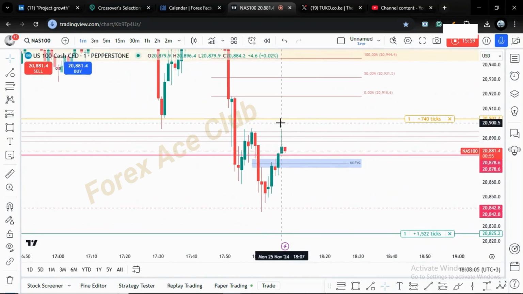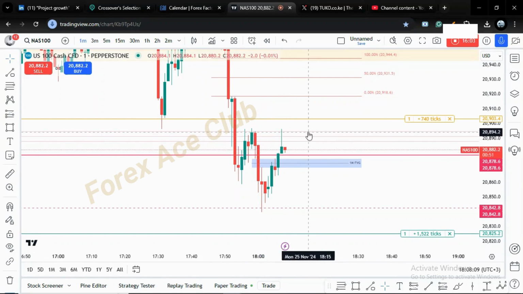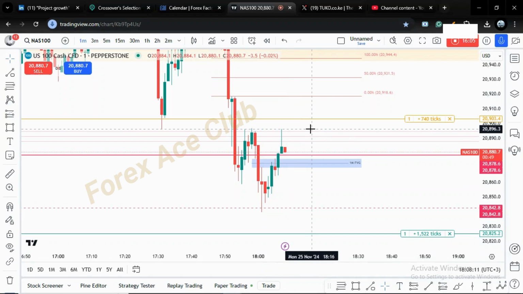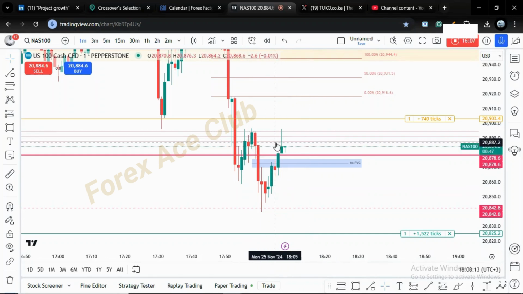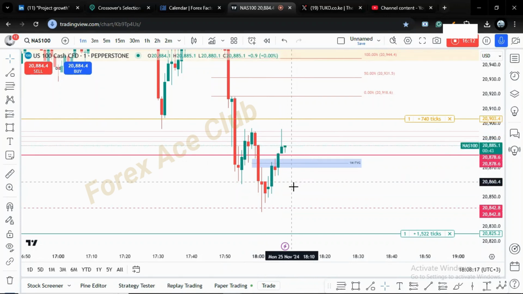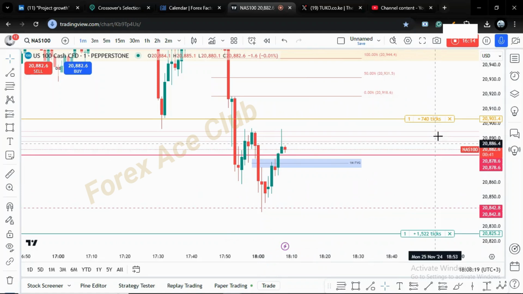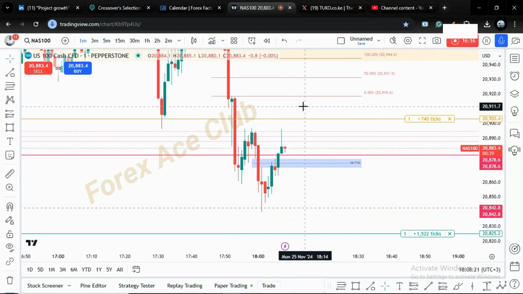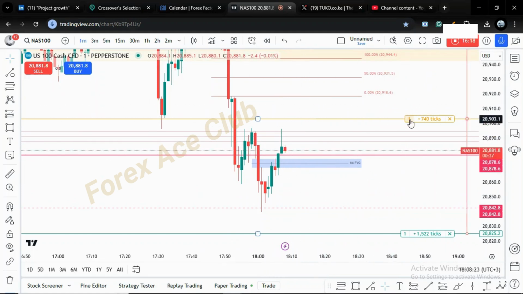So we quick tap in this inefficiency. We did not trade above this. We didn't want to see the market continue higher. We like to see the market aggressively come lower. In case the market decides to go up to this inefficiency, we'll be stopped out here in profits. 74 ticks in profits.